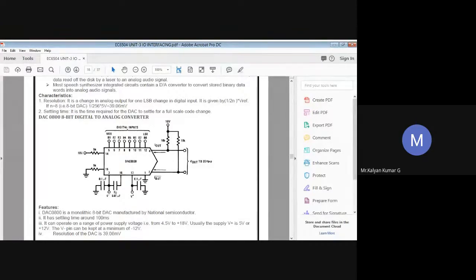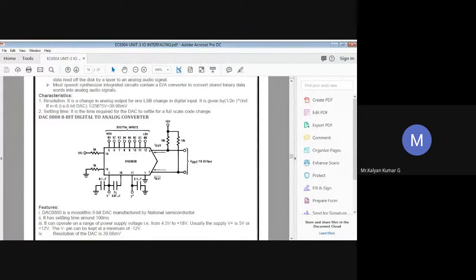This DAC is available in a 16-pin IC, again in a dual in-line package. If you see the pins, out of these 16 pins, D0 to D7 are your digital input data. I out is the analog current output, and I out bar, pin number 2, is the complement of your output current, as I said, a complementary output.